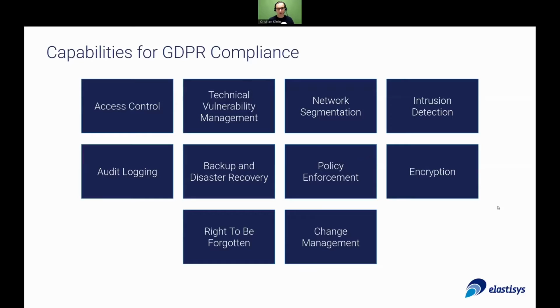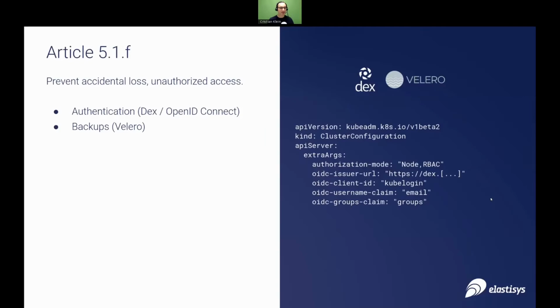I'm not going to list all of these controls, but for example, right to be forgotten is also a very important capability that you need to develop at the platform level, and that has implications for how you're configuring your cloud native projects. Okay, so let's talk about Article 5.1f.